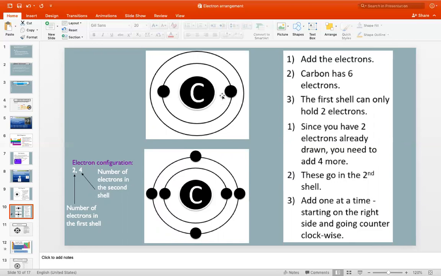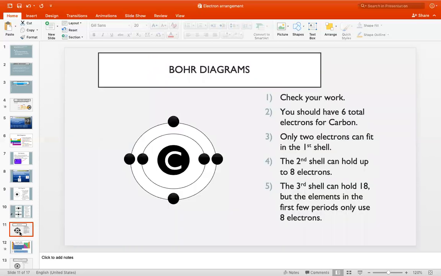Now, if 2 go into that shell and it has 6 total electrons, how many are remaining? 6 take away 2 is 4. So in the next shell, you will draw just 4 electrons, and that's it. So that is your electronic configuration, 2 and 4, and that is your electron shell diagram. For today's lesson, you should be able to draw diagrams like that for the first 10 elements at least for the modified students, and for the first 20 for the others, okay? So that's the answer for the carbon one.